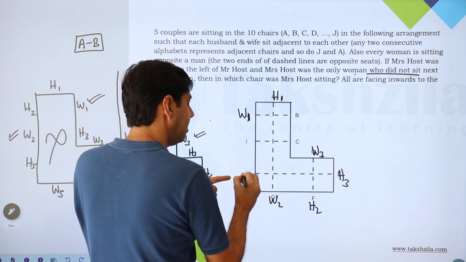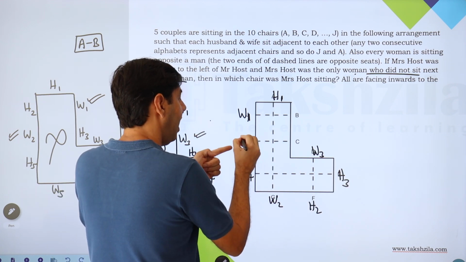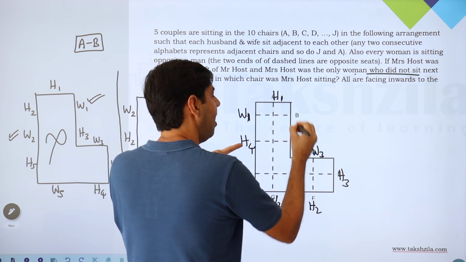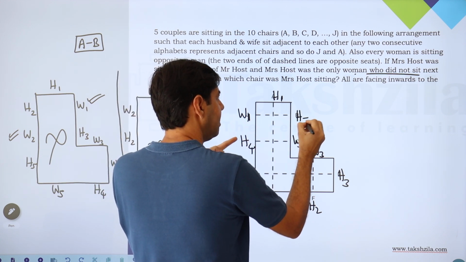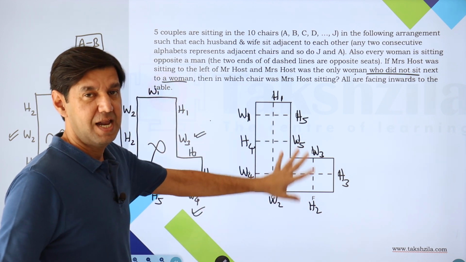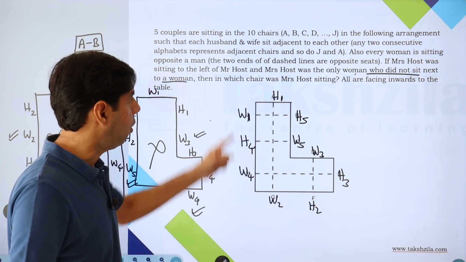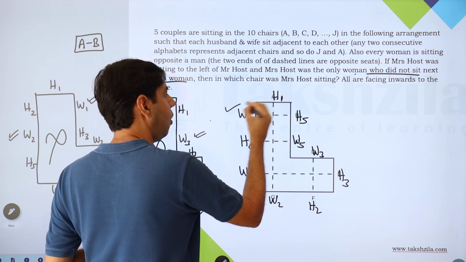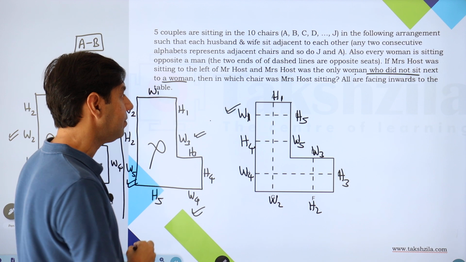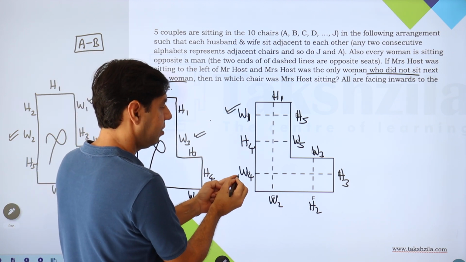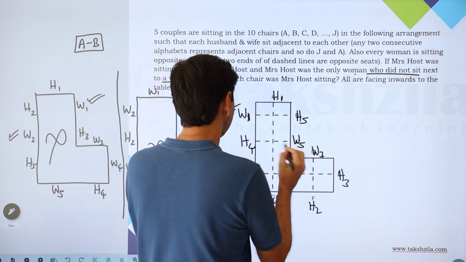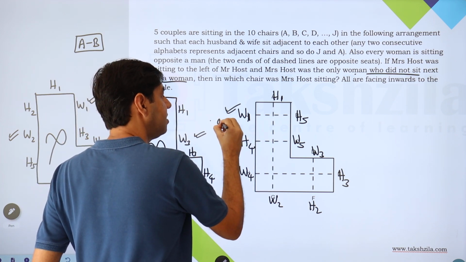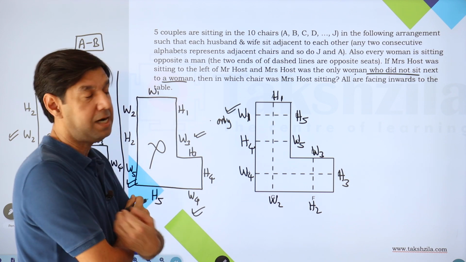If husband 3 is here, this is wife 4, husband 4, wife 5, husband 5. Right? Is it opposite a man, woman? Yes. Let's check women who are not sitting next to a woman. Woman 1 is not sitting next to a man. Woman 2 is sitting next to a woman. Woman 3 is sitting next to a woman, and so on. So this is the only person who is not sitting next to a man.